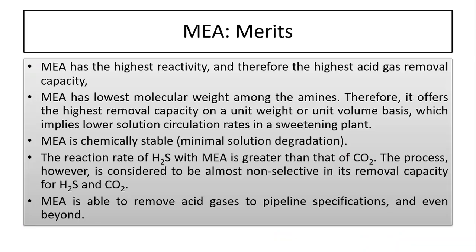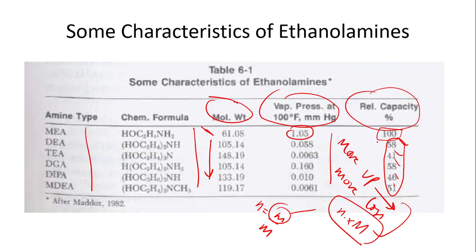Now come to monoethanolamine, the number one, and its merits, because it is very popular. It has the highest reactivity among all the amines, and therefore the highest acid gas removal capacity. That's why we have taken it as 100%. With reference to that, we have calculated all the others, and those are very low as compared to monoethanolamine. So monoethanolamine has the highest capacity.